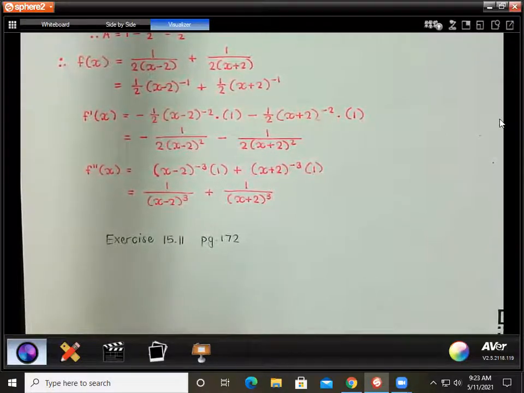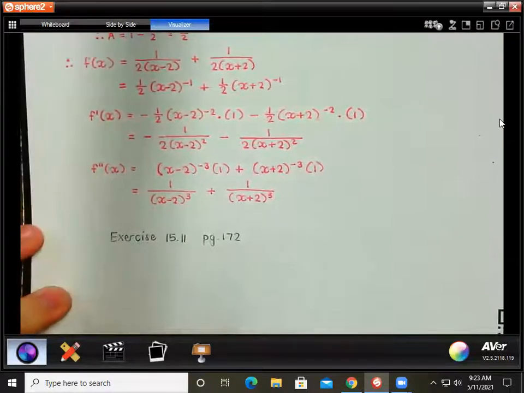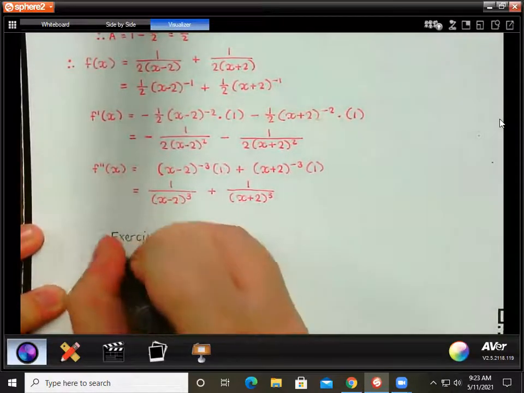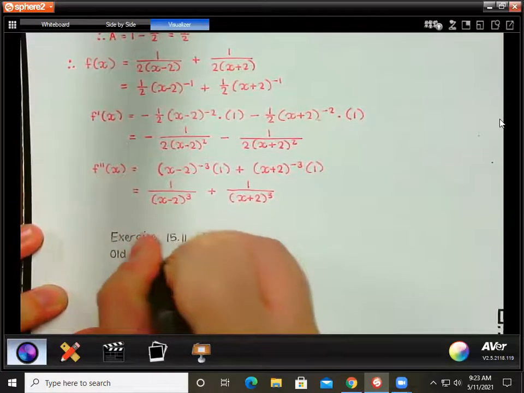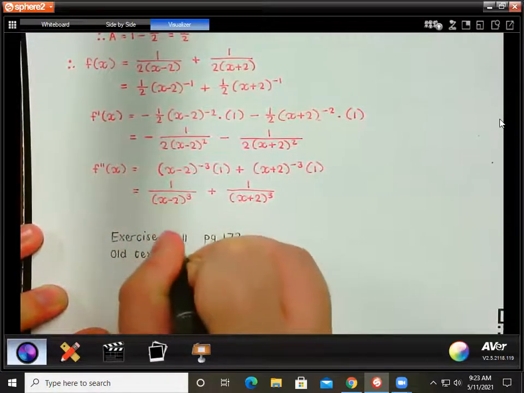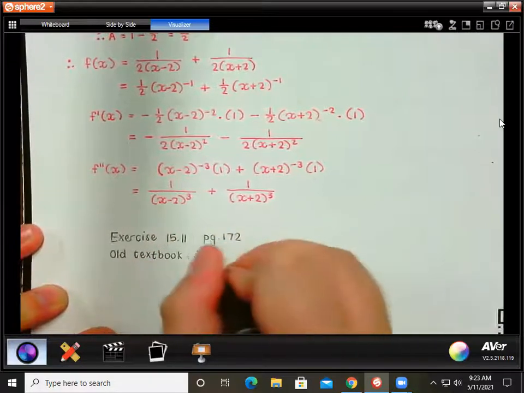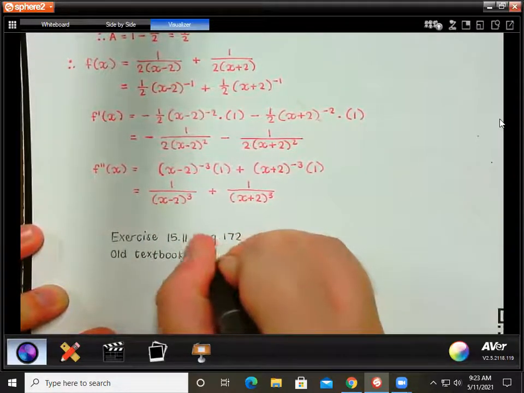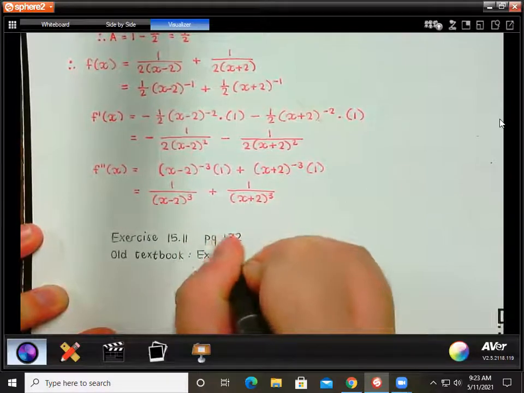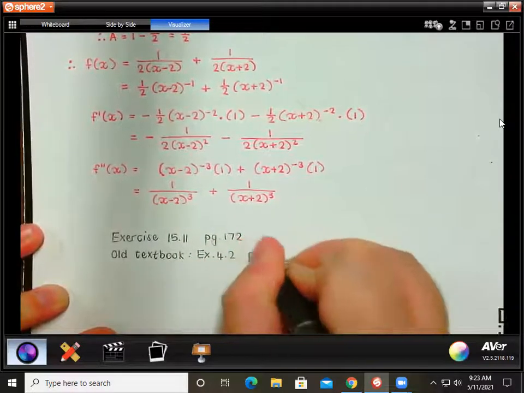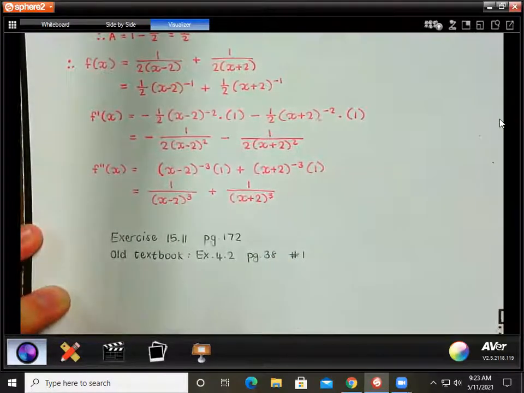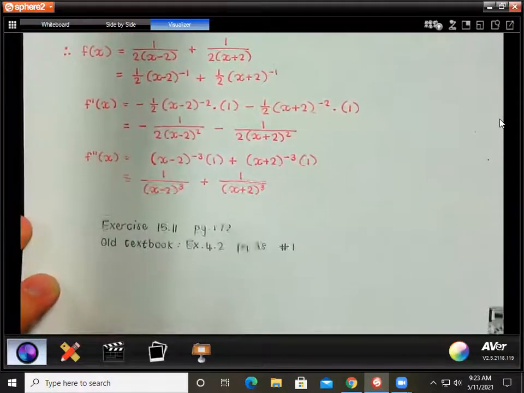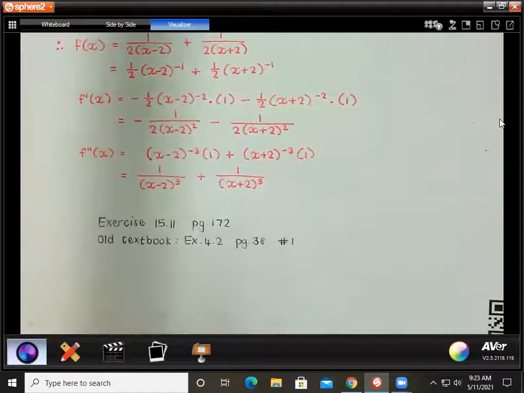It's from the old textbook. I'll post it on the group now, but it's just another one with some higher order derivatives with different derivatives mixed together. So you might want to practice those. So I will post it on the group just now. It's exercise 4.2, which is on page 38 and just number 1. And I'll take a picture of that just now and show it to you guys.